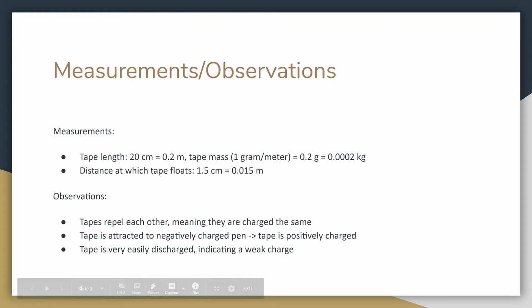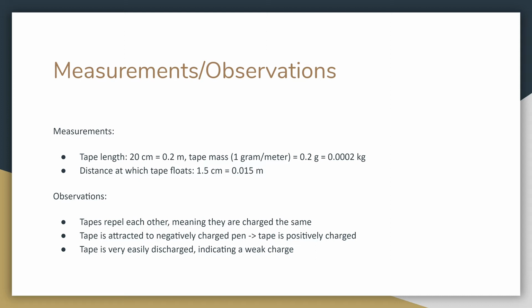So for the measurements and the observations, I use the same measurements and observations as the first lab because the procedure is the same. So the tape length is going to be 20 centimeters, which at 1 gram per meter is going to have a mass of about 0.0002 kilograms. The distance at which the tape floats is going to be 1.5 centimeters, which is about 0.015 meters.